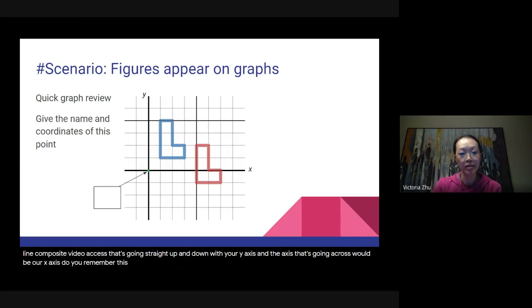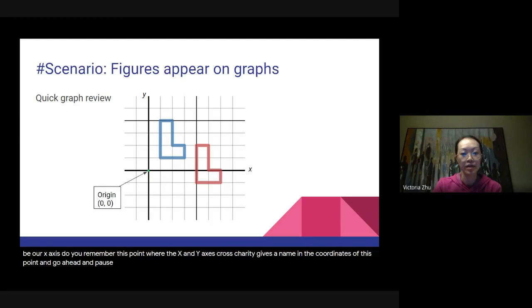Do you remember this point where the x and y-axes cross? Try to give the name and the coordinates of this point, and go ahead and pause. So this point is called the origin. The coordinate is 0, 0. It's 0 in the x direction and 0 in the y direction.